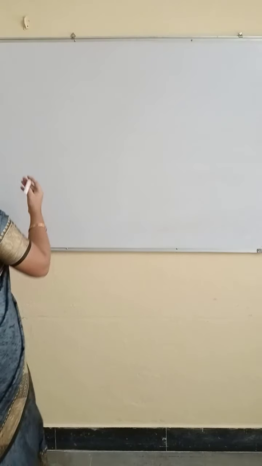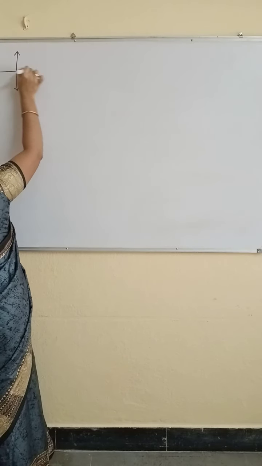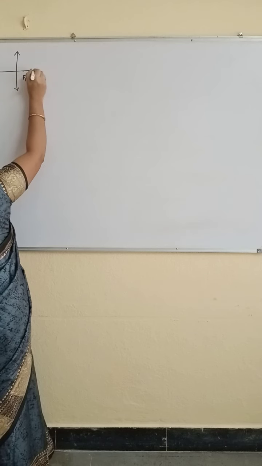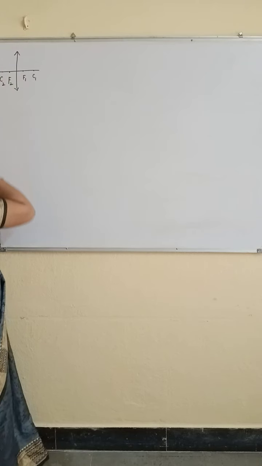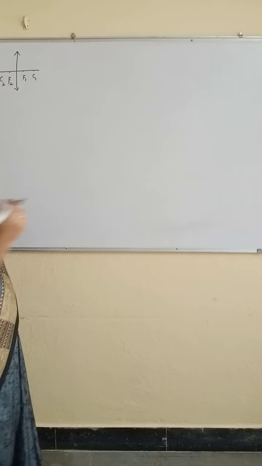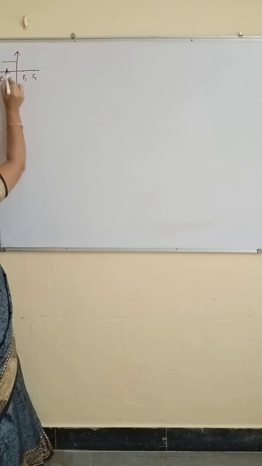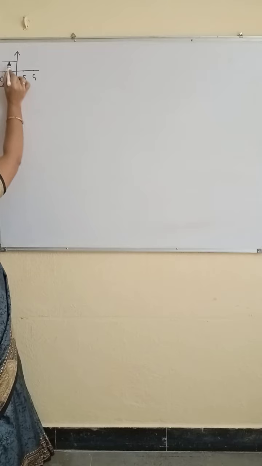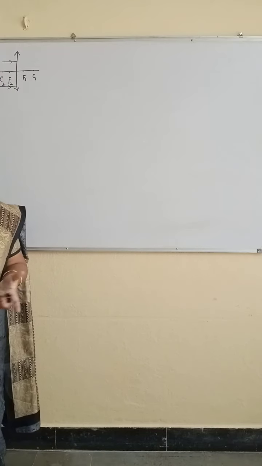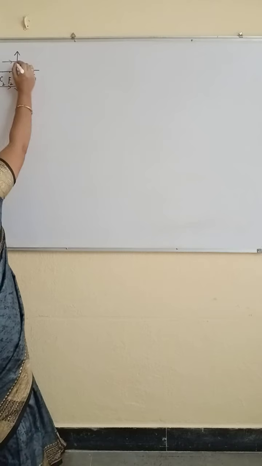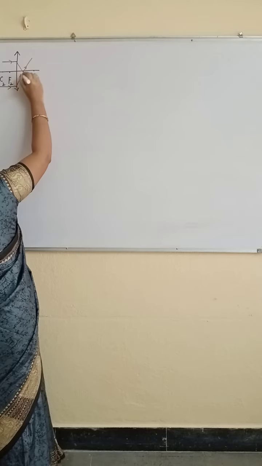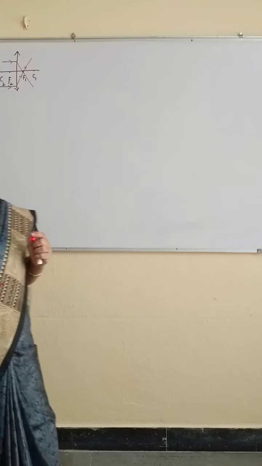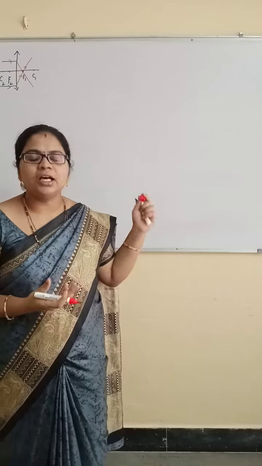Let's see. When the object is at infinity, this is a convex lens. F1, C1, F2, C2. When the object is at infinity, parallel light rays which are parallel to the principal axis are incident on the lens, and the refracted rays pass through the focus. So we get a point sized image, real and inverted, at the focus.